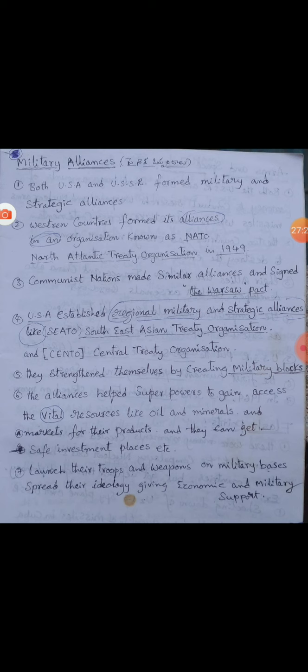They strengthened themselves by creating military blocks in various places in the world. The alliances helped the superpowers gain access to resources like oil and minerals, markets for their products, and safe investment places. Why do the countries want to keep control over the world? Because of valuable, vital resources like oil, minerals, markets for their products in the world, and also safe investment places.